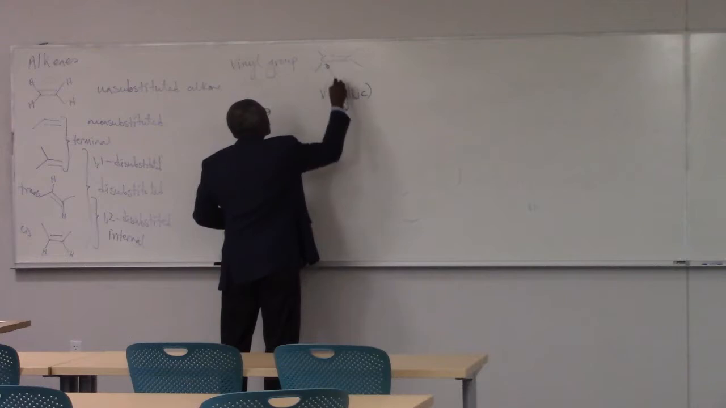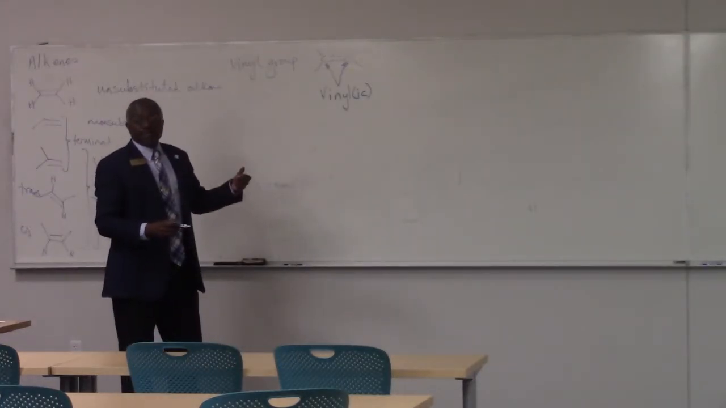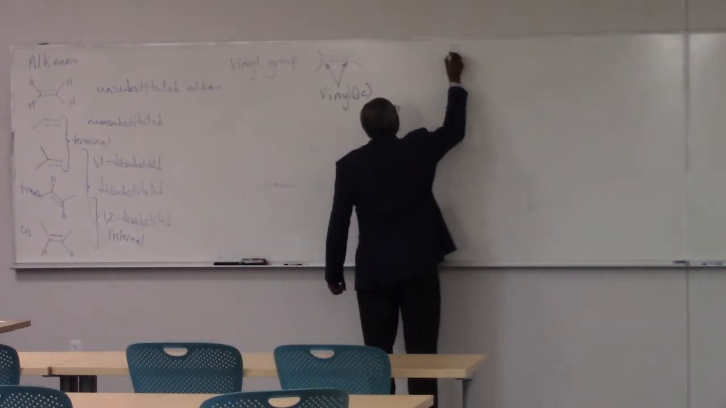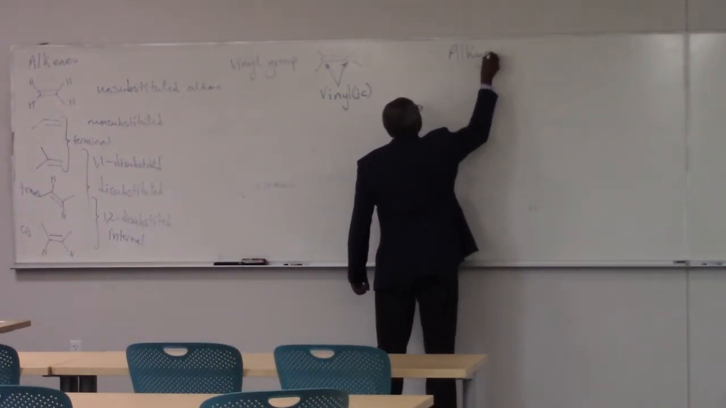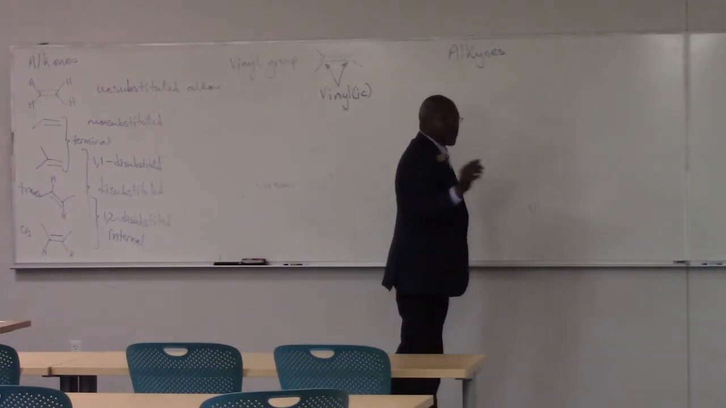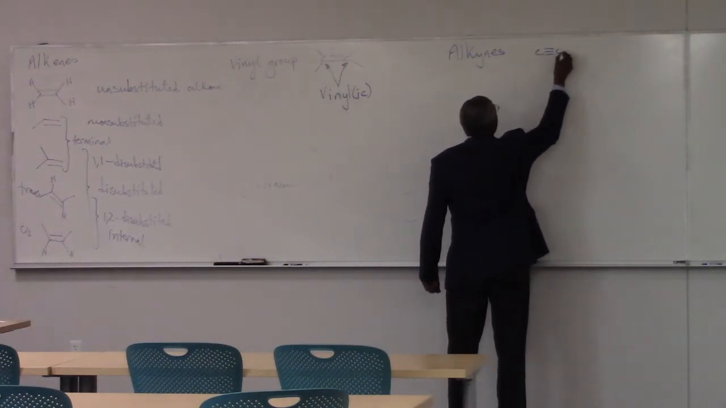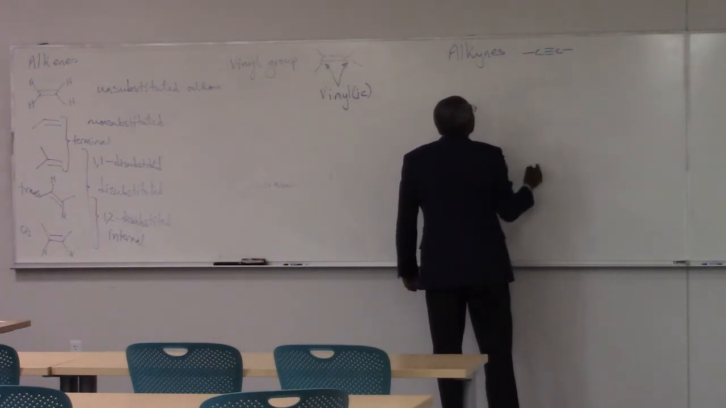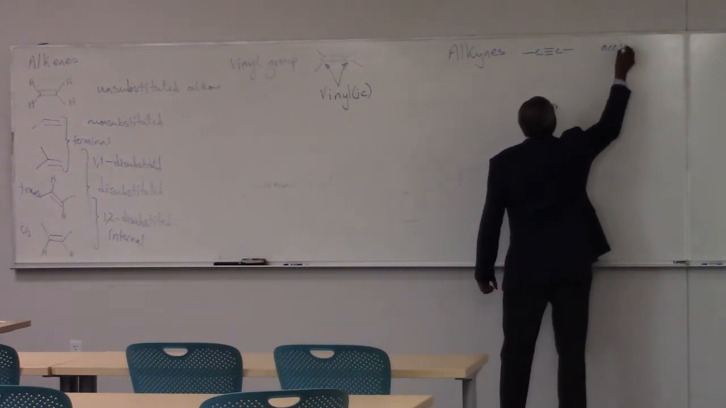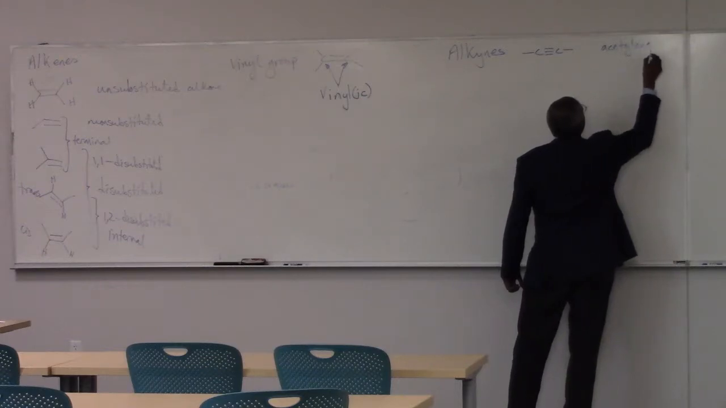These carbons, the carbons in a double bond, are called vinyl or vinylic carbons. The other class of hydrocarbons would be alkynes. And alkynes, which we have met in one of the previous lectures, have the carbon-carbon triple bond unit, which is often called the acetylene, or the acetylenic group.